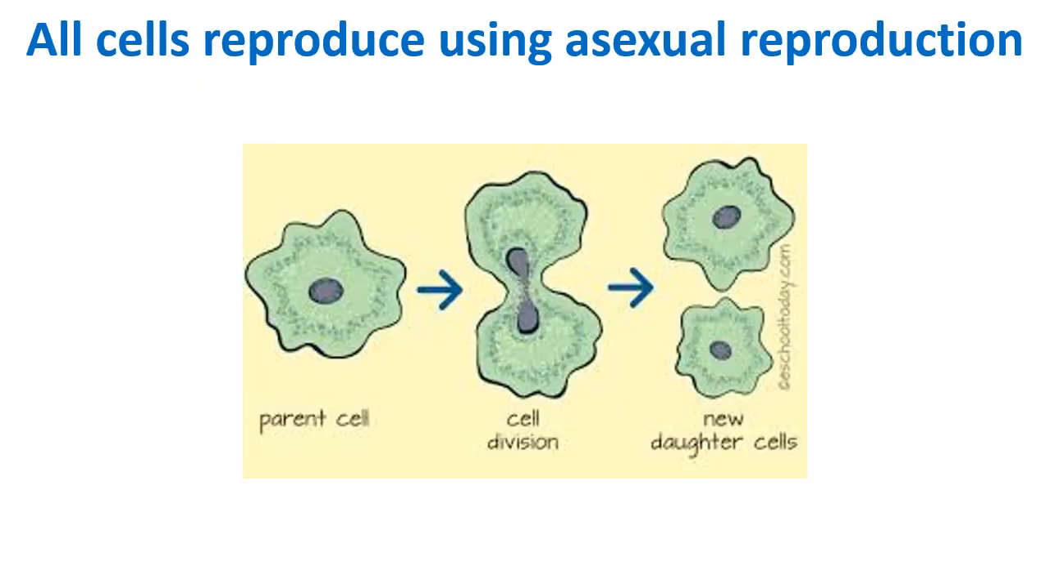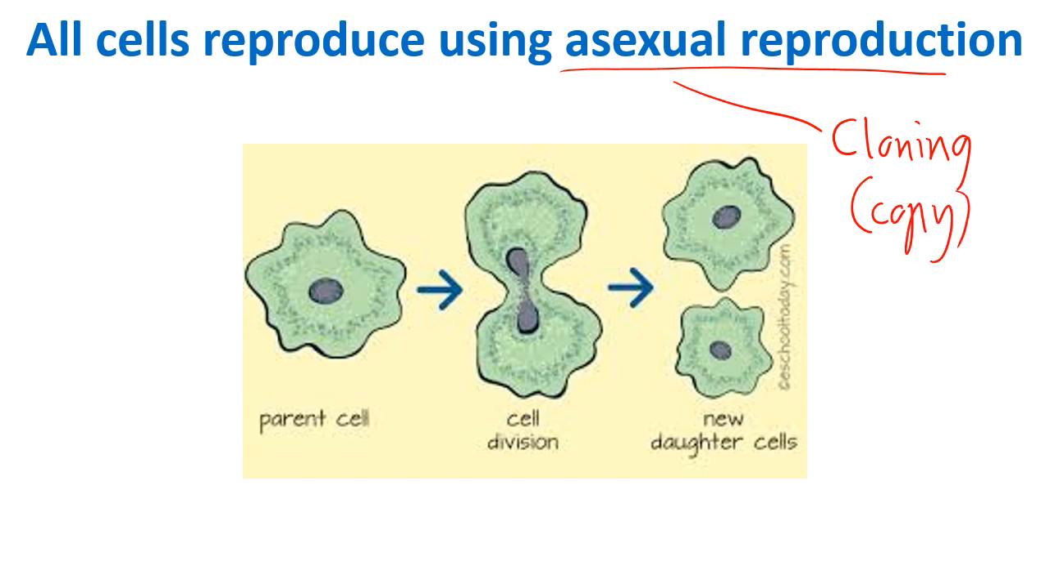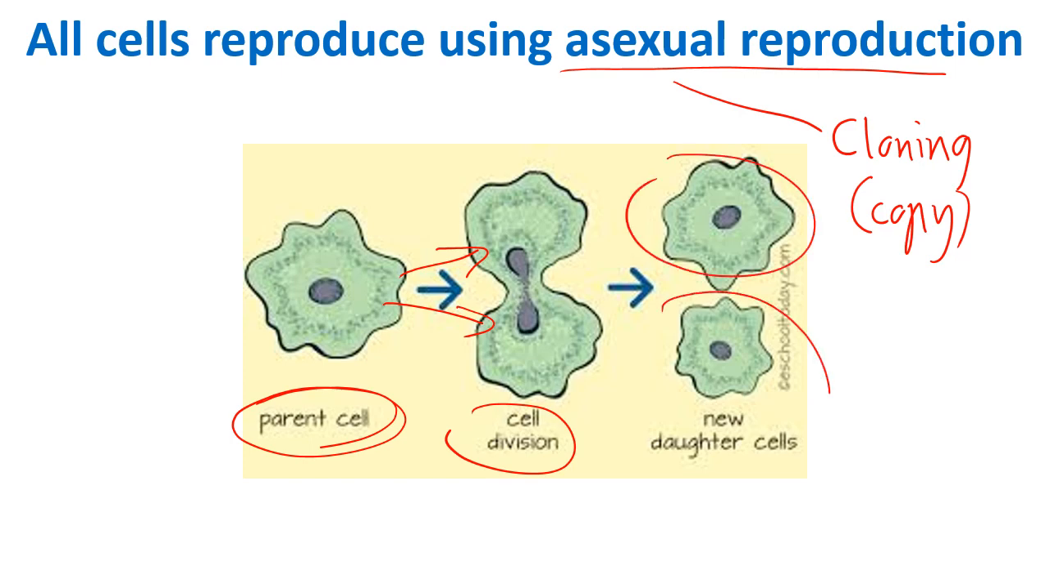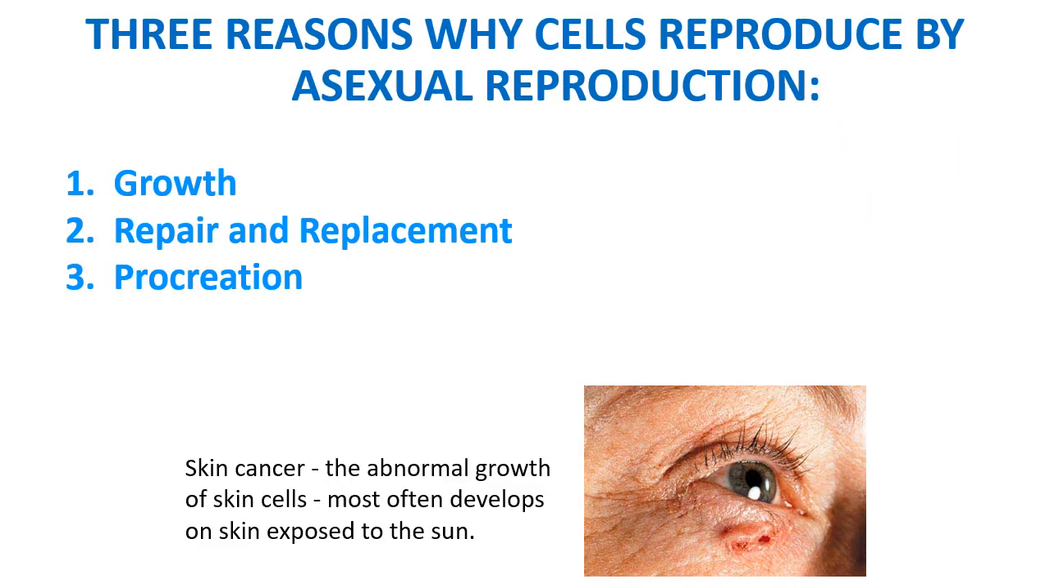So the big idea for this section is that all cells reproduce using asexual reproduction. Asexual means the cell is essentially cloning itself. It's making a copy, and it has identical DNA to the parent cell that it started with. The classic view of asexual reproduction is you start off with a parent cell and it divides and splits in half, and then you've got two new daughter cells at the end. It's called asexual reproduction because there was no sexual reproduction involved, and the daughters are exactly the same as the parent.